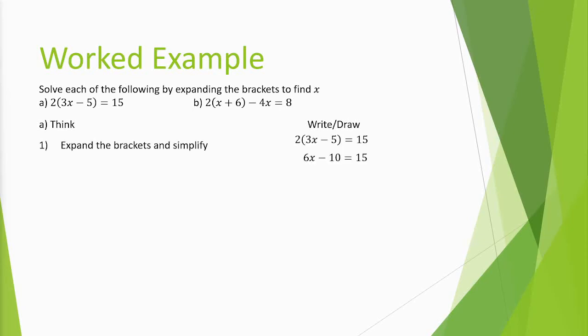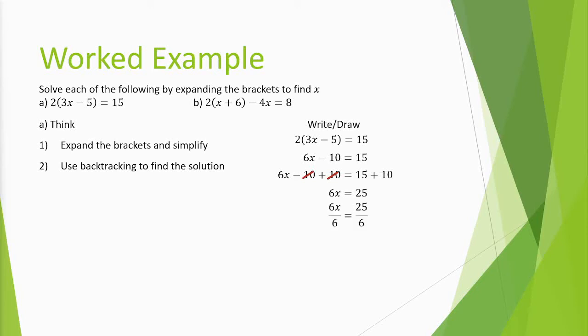So step 1 is I expand the brackets. So I've gone through and multiplied that 2 by both terms in the middle, and we get our 6x minus 10 equals 15. And now I can use backtracking from before, and if you're not sure you can click on the card above to have a look at backtracking. So to get rid of that minus 10, I'm plussing 10 to both sides, and they cancel out and leave us with 6x equals 25. And then again, I divide both sides by 6, and I simplify that down to 4 1/6.